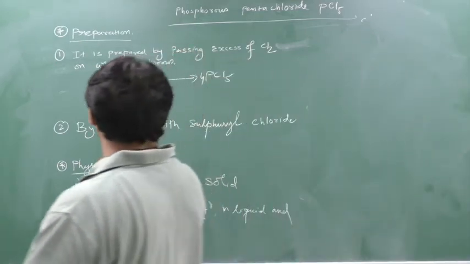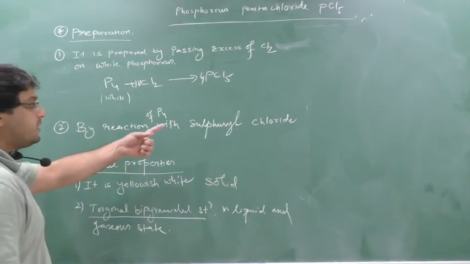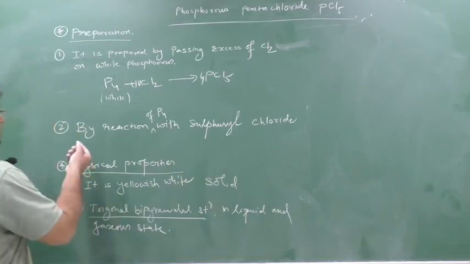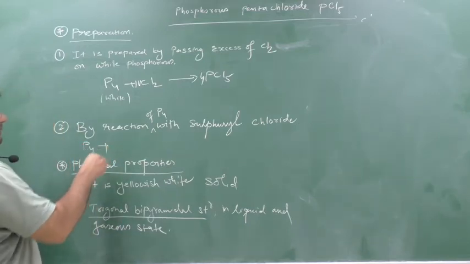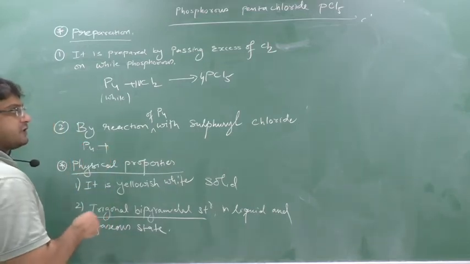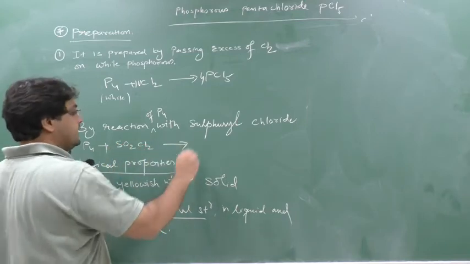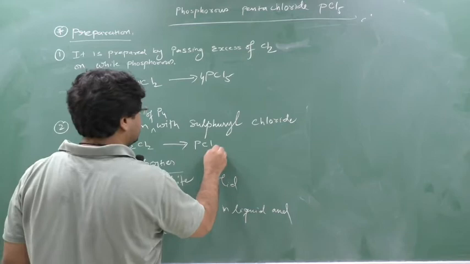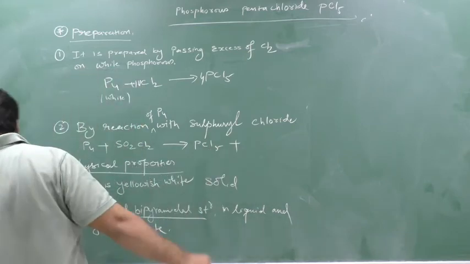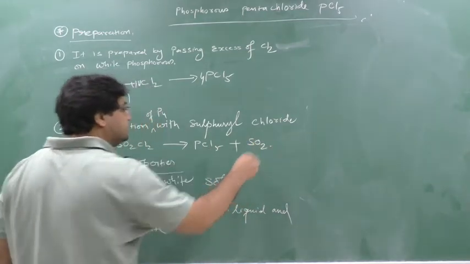Next reaction is by reacting P4 with sulfuryl chloride. So I am taking P4 and I am taking sulfuryl chloride. As you know, the formula for sulfuryl chloride is SO2Cl2. So what will happen here? I will obtain PCl5 plus SO2. Clear? You can balance it at your home. So this is the reaction.